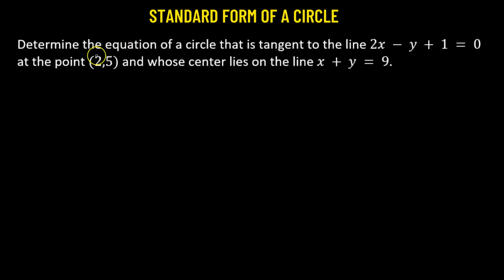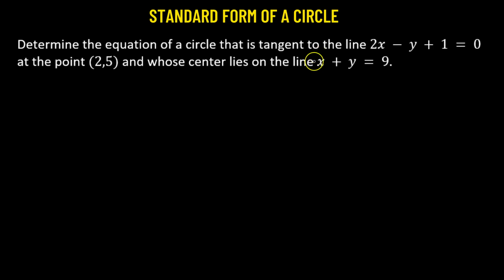So in this problem, we need to determine the equation of a circle such that the circle is tangent to a line given by the equation 2x minus y plus 1 equals 0. Also, it is tangent at that particular point which is given to us, (2, 5), and we have the center lying on the line x plus y equals 9.